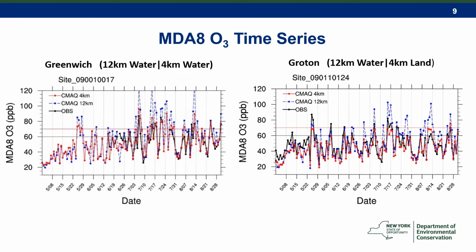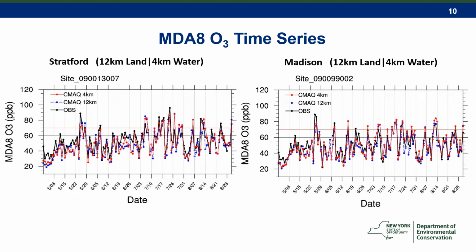This slide shows MDA8 ozone time series for sites Greenwich and Groton from May 1st to August 31. Both sites are defined as water cells at 12 km by the WRF model. Greenwich is a water cell at 4 km, and Groton is a land cell at 4 km. At 12 km resolution, CMAQ simulated very high ozone in July and August. However, the 4 km model run showed much lower ozone values. Those values are pretty close to observations.